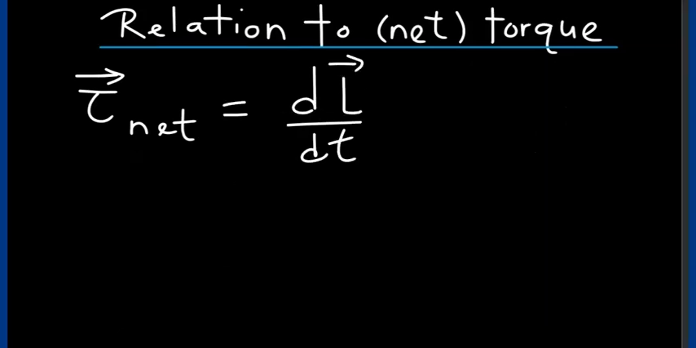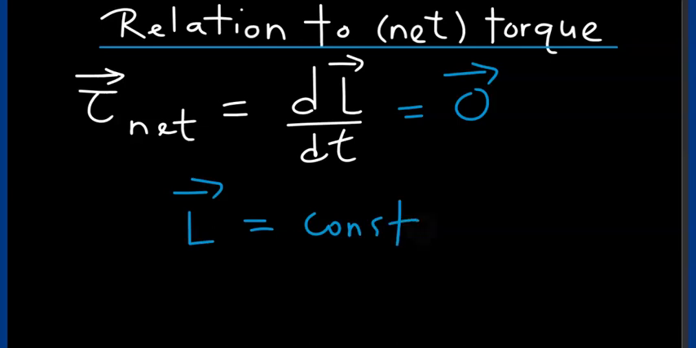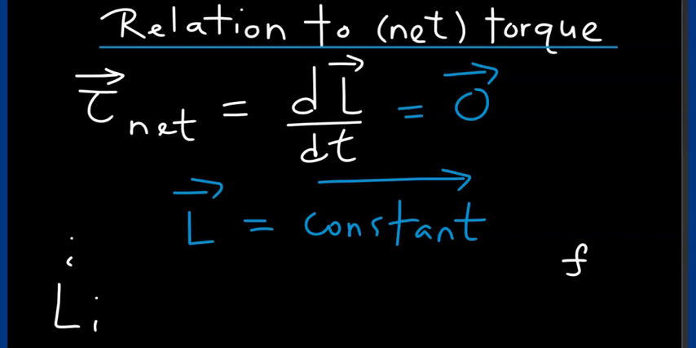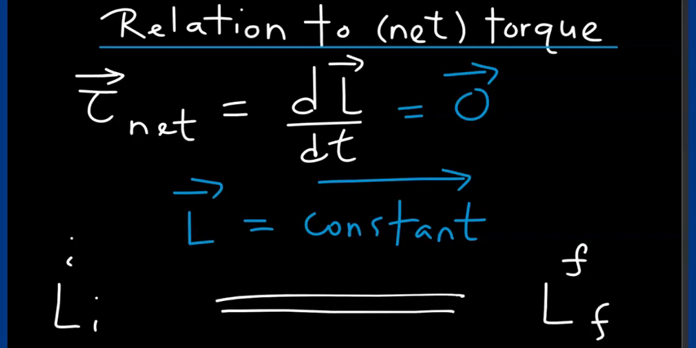Let's say you have a system and there is no net torque acting on the system, so the net torque is zero. That means the angular momentum of that system is a constant, or more accurately, it's a constant vector. So if we compare the value of the angular momentum of the system at two different times, let's say initially and finally, the two values will be the same.